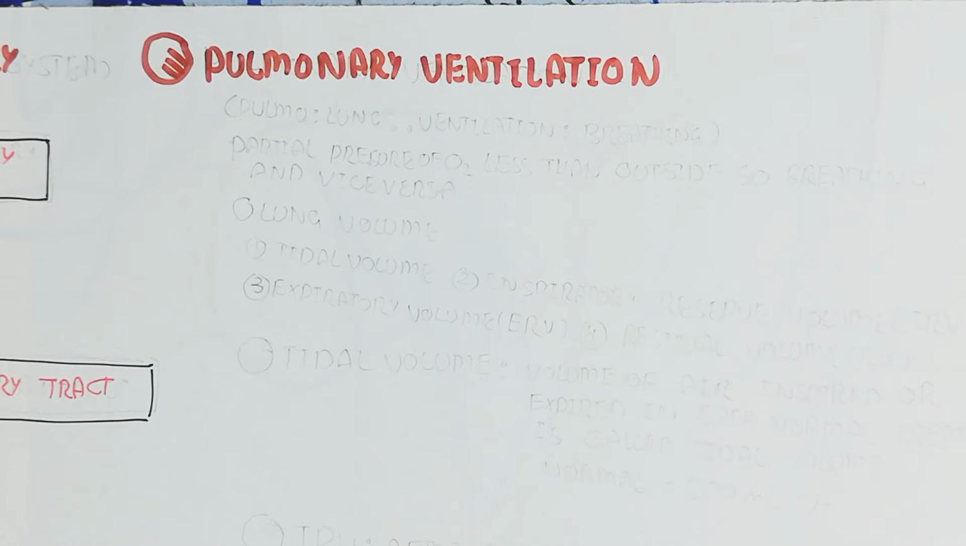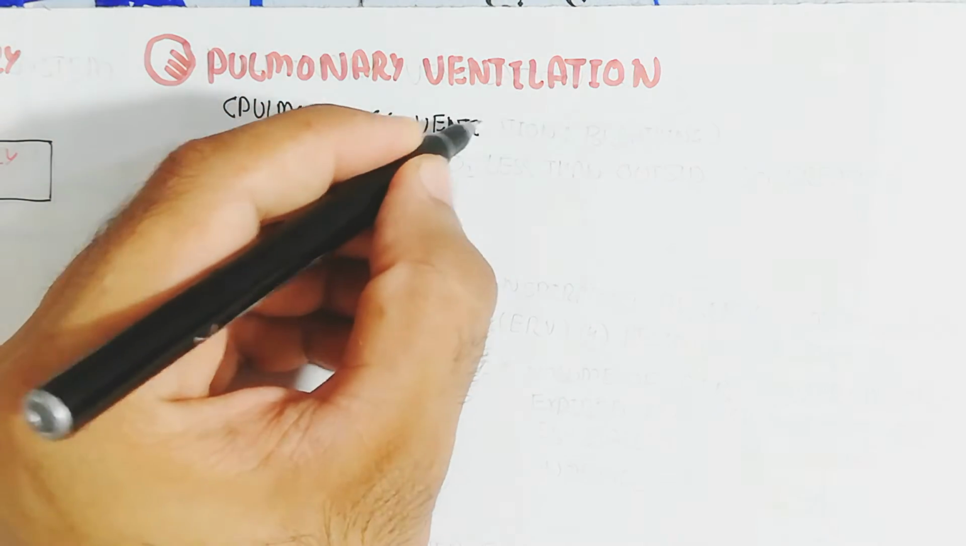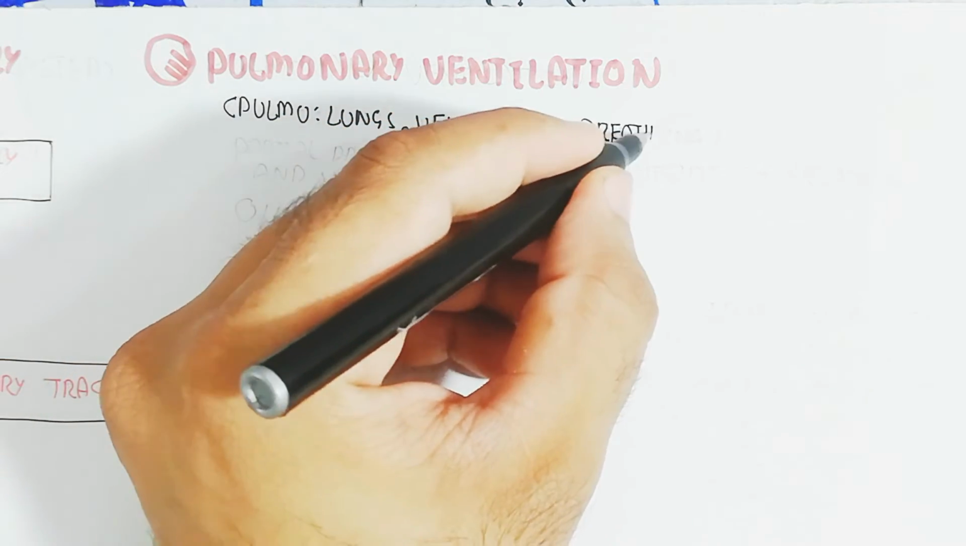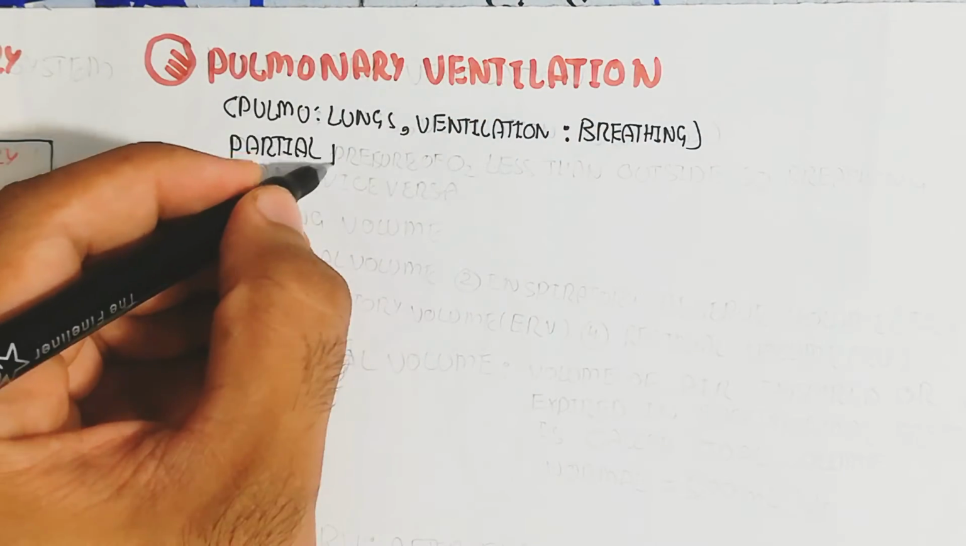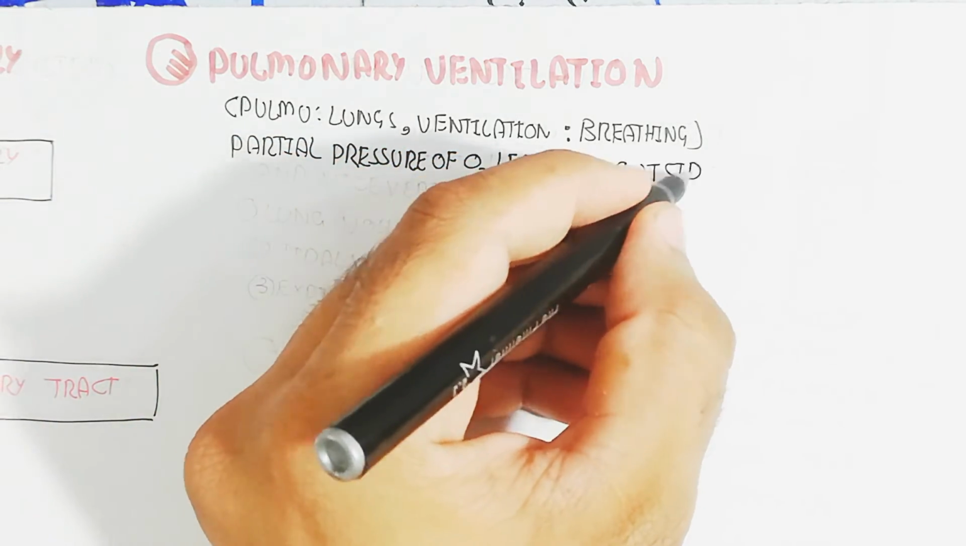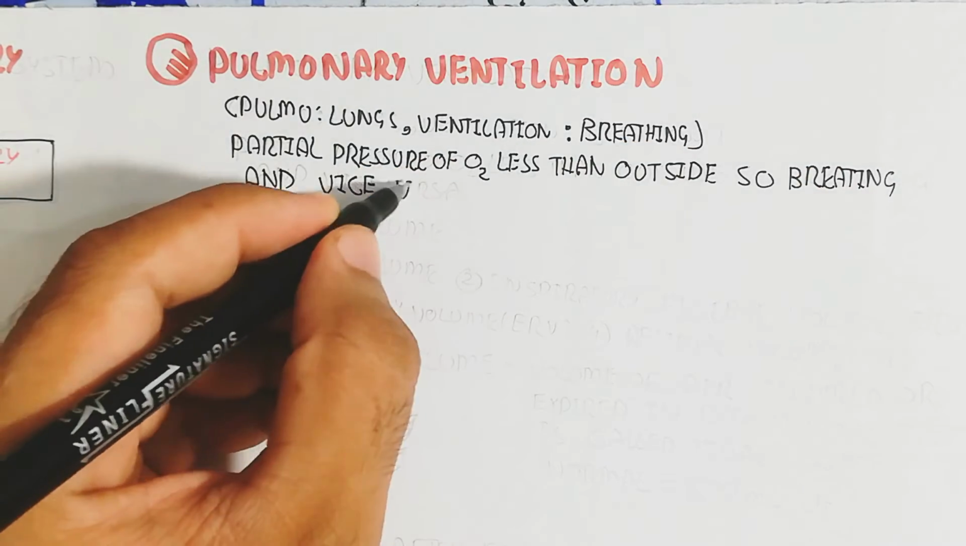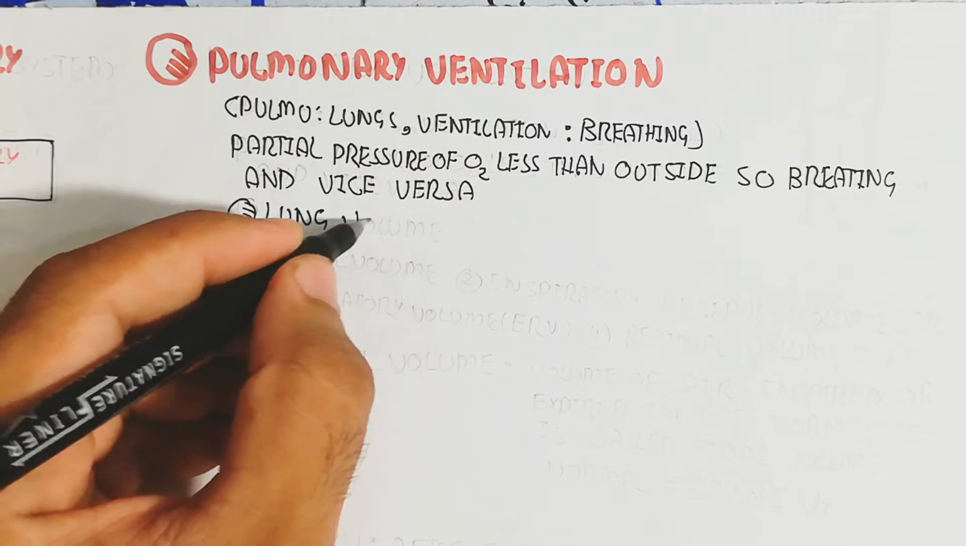Let's begin to understand pulmonary ventilation. Pulmonary means the lungs, and ventilation means breathing. The partial pressure of oxygen in the body is less than outside, so we breathe in, and vice versa for carbon dioxide. For example, the oxygen level in the body is low, so that is why we breathe in, while carbon dioxide has a low partial pressure outside, so the carbon dioxide moves out, by exhalation.